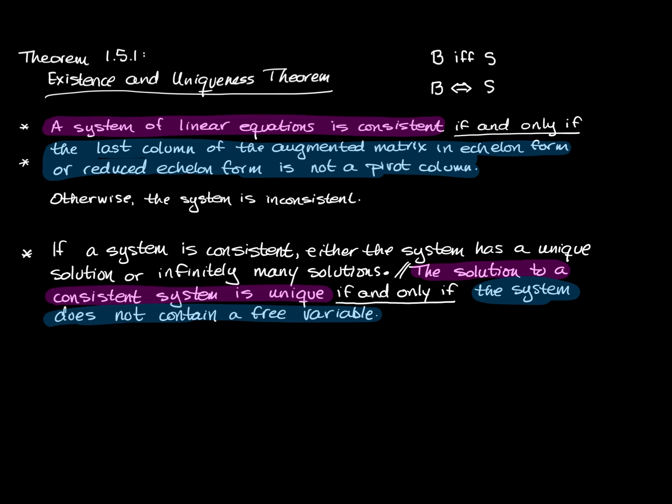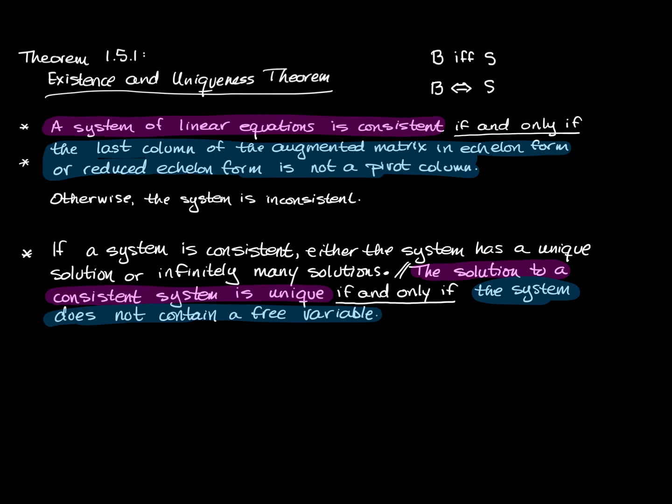Because of the if and only if statement, I can read this two different ways. The solution to a system is unique as long as the system does not contain a free variable. If the system does not contain a free variable. Equally, though, I can say because of the if and only if statement, the system does not contain a free variable if the solution to the system is unique, right? So I can go in either direction again here. It's really quite a powerful statement to be able to make.